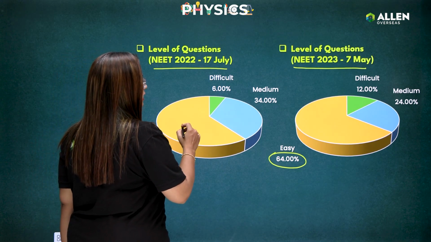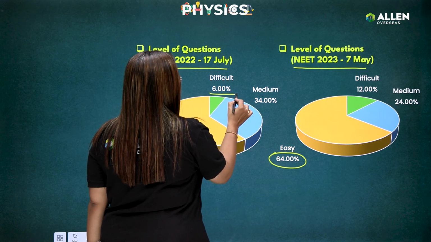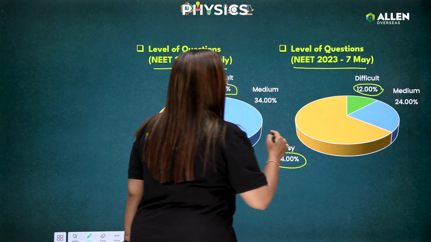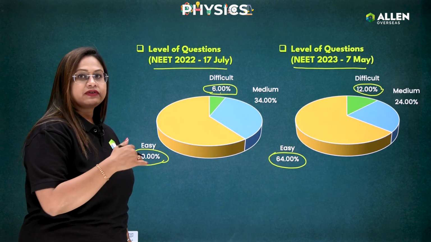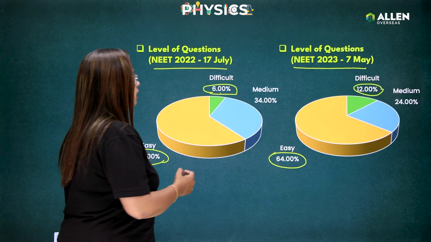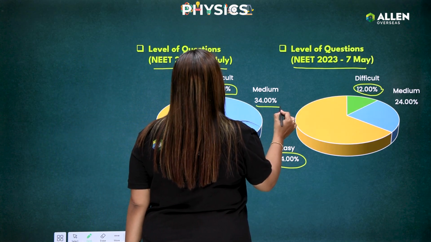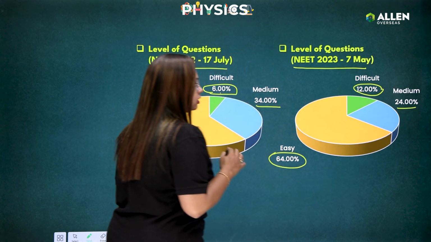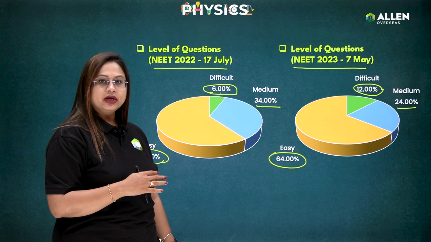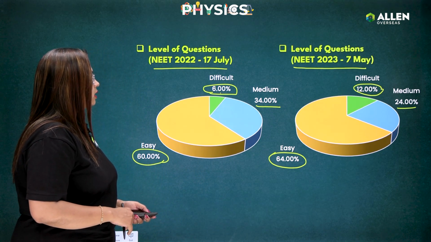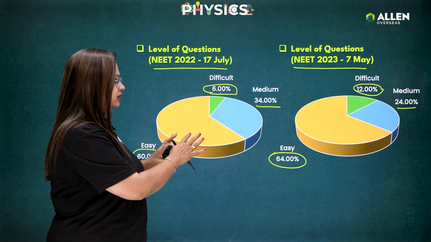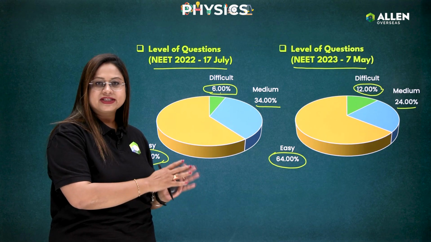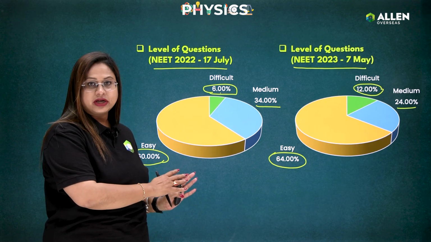Now coming to the difficulty level, 6% of questions were difficult last year, but this time 12% has been segregated to the difficulty portion. So maximum of those difficult questions were there in section B. Medium, 34% questions were medium in 2022 and 24% questions were of medium difficulty in NEET 2023. So on the whole, if we compare the situation, we can analyze that the NEET 2023 physics paper was comparatively easier as compared to NEET 2022.